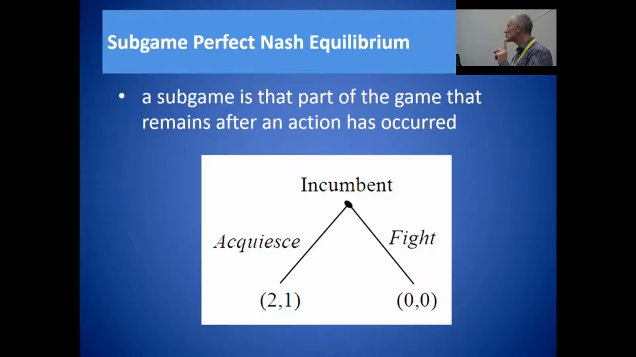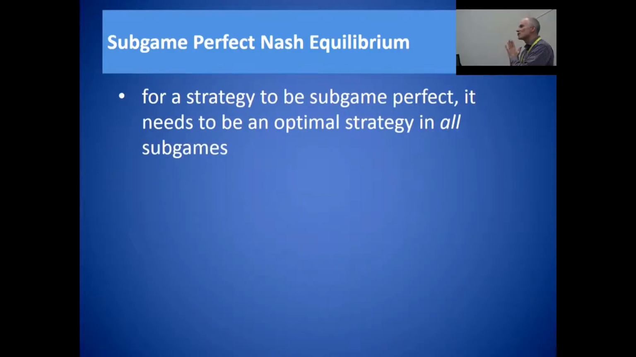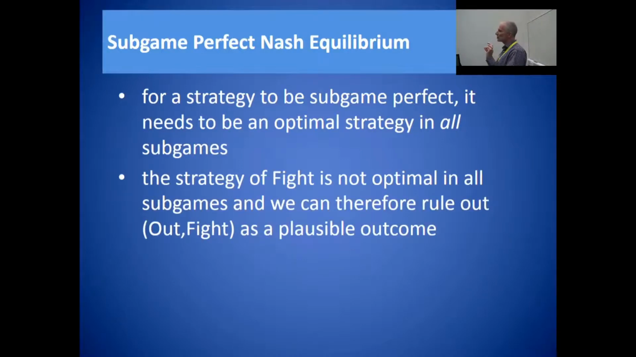For an outcome to be subgame perfect, for a strategy to be subgame perfect, it needs to be an optimal strategy in all subgames. So think about that Nash equilibrium that we described. That one of out-fight. And in particular, I want you to concentrate upon that strategy there, chosen by the incumbent to fight.